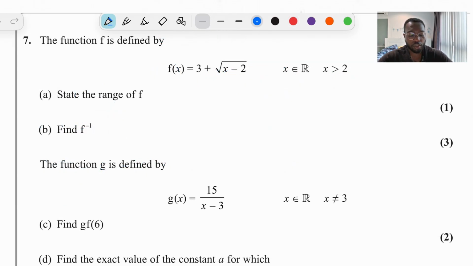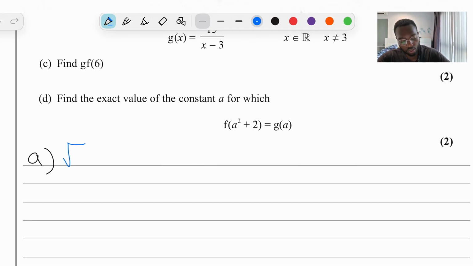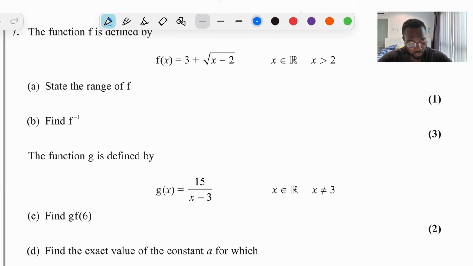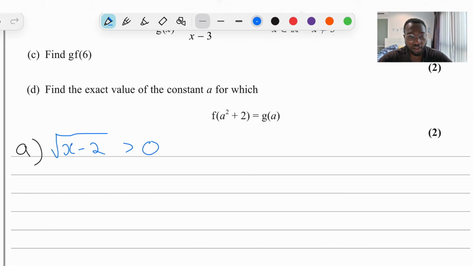For this question, we have to state the range of f. So with f of x, we need to figure out the y values, or the f of x values. We've got that square root of x minus 2. Similar to a square number, the square root of x minus 2 is going to be a value greater than 0. It doesn't matter what value we put in for x, as long as it's real and, using our domain, above 2, any value we put in there should give us a positive number.